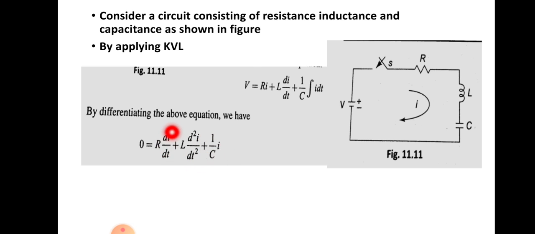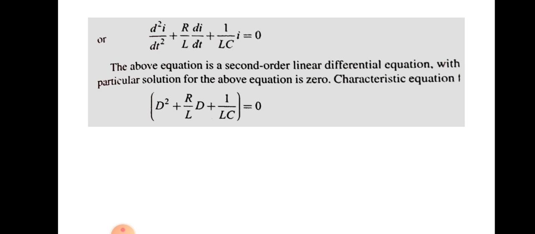Here you can write this equation using, instead of d by dt, the capital D. Since the d square term comes, we get D square plus R by L into D, another d by dt term, plus 1 by LC equal to 0. This is the characteristic equation. This is a second order linear differential equation, and the characteristic equation is D square plus R by L into D plus 1 by LC equal to 0.